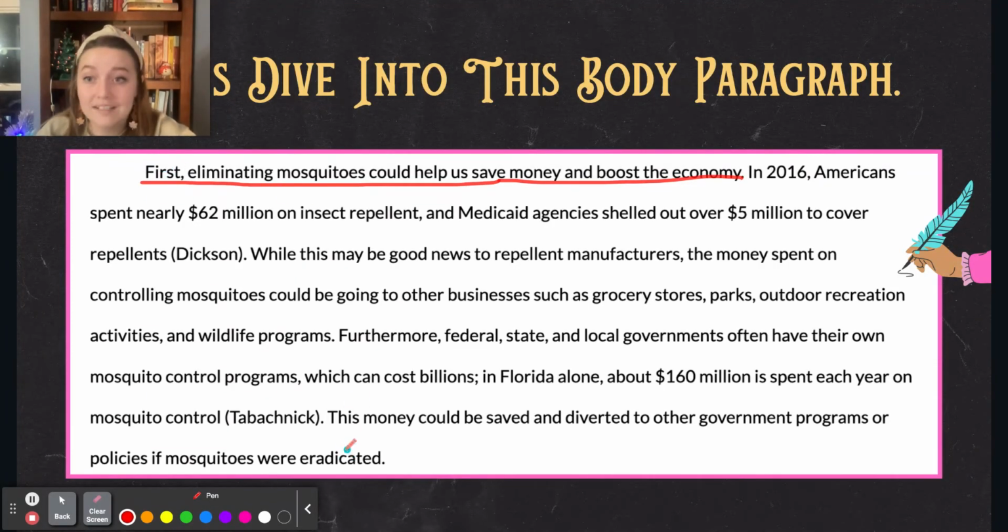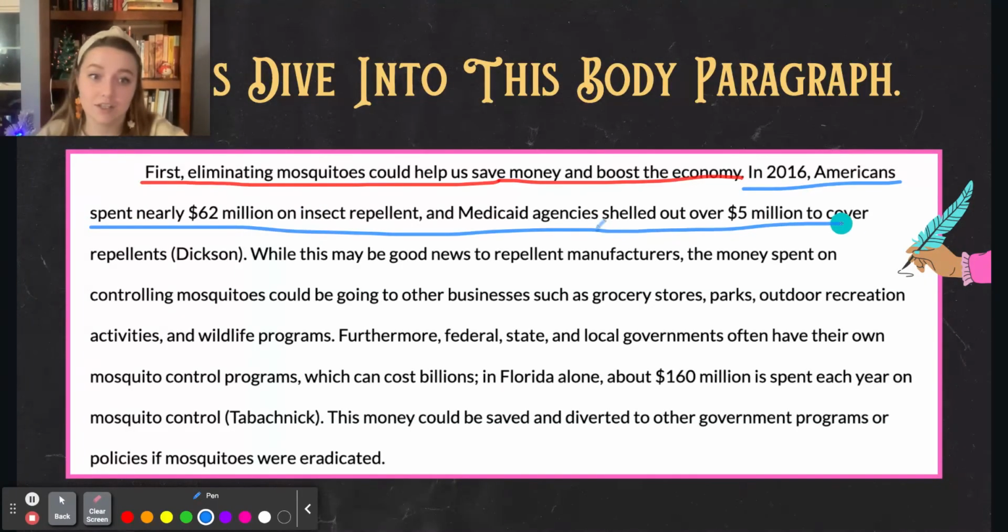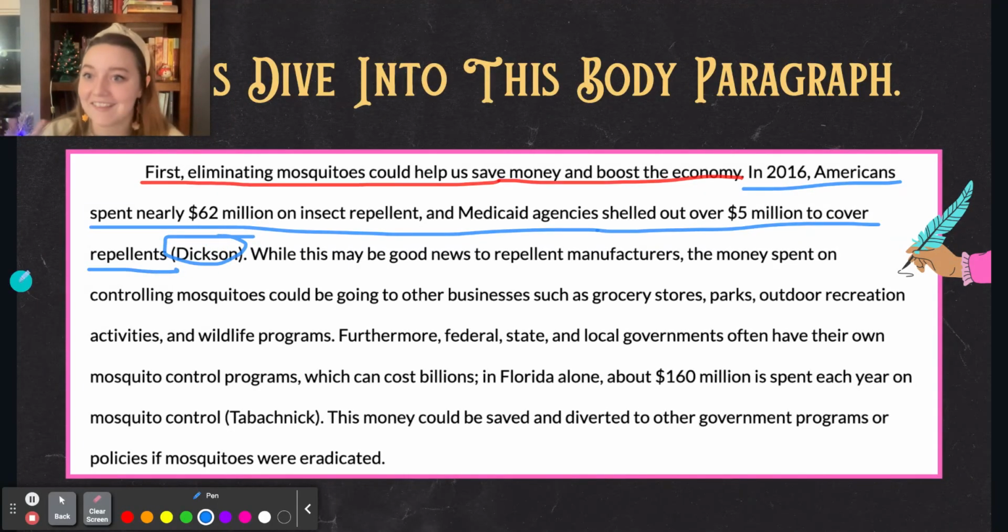But now I need to go into evidence and explanations. And I'm going to underline these in blue. So in 2016, Americans spent nearly $62 million on insect repellent, and Medicaid agencies shelled out over $5 million to cover repellents. And then I even have an author's name. So because I have facts and statistics and like numbers here and a citation, I know that this is evidence. And that citation really helps me know it. I know the author's last name is Dixon. They use that parenthetical one.